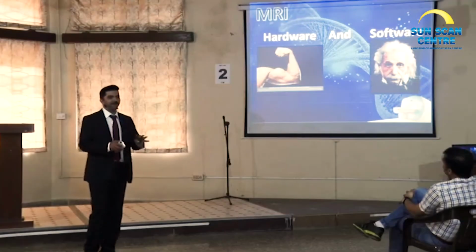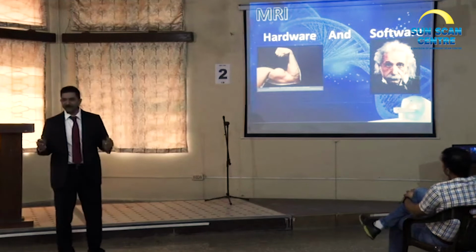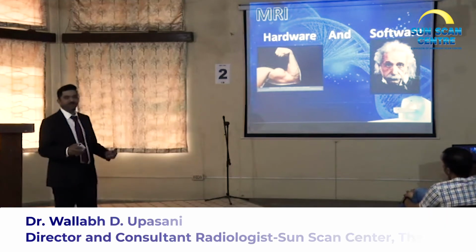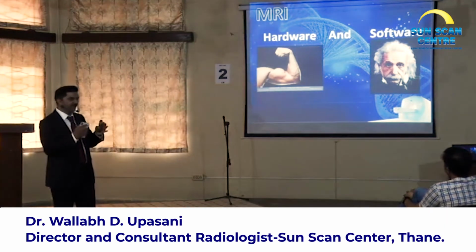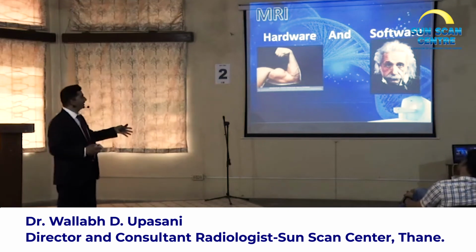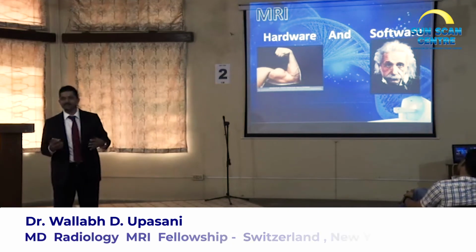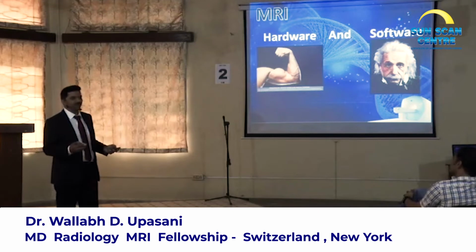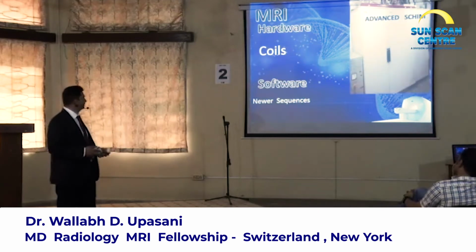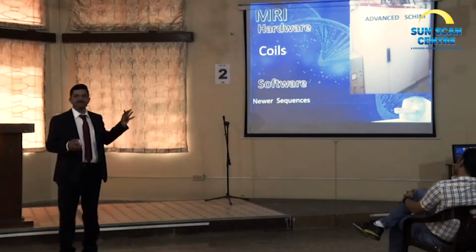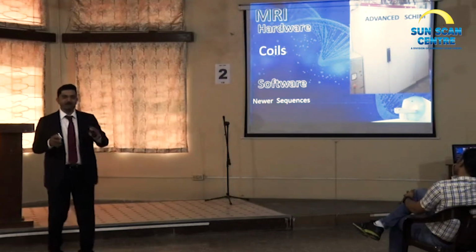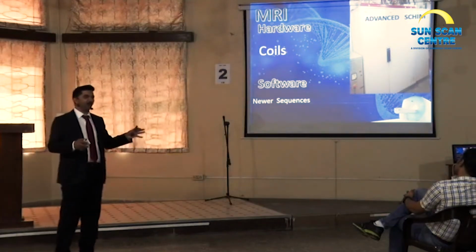So MRI has two main components: the hardware, the muscle of the system, which has a lot of mechanical components, and the software, that is the intelligence. Both of these make an MRI system. Apart from that handsome machine which you saw in the beginning, there are a lot of other hardware components.